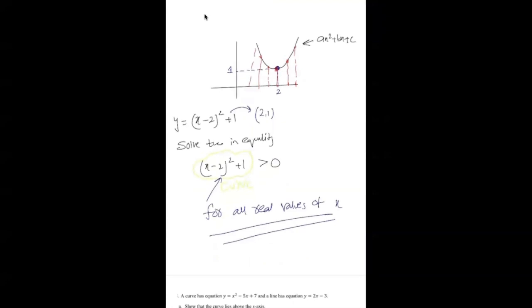Now, if the question was (x minus 2) squared plus 1 less than 0, then you are going to get no values of x. That inequality is not true because this curve is always above the x-axis. It cannot be less than 0. It can never be less than 0. Are you guys getting my point?